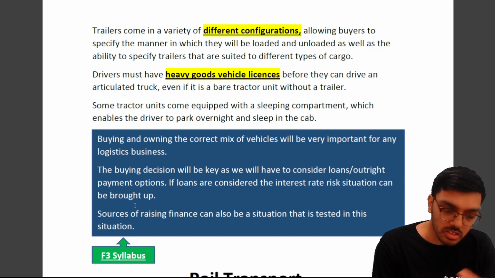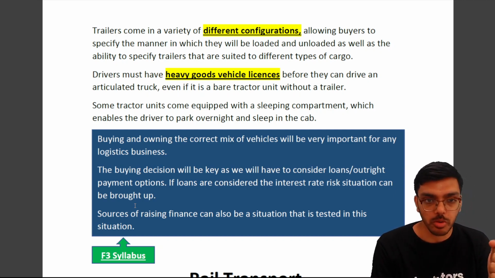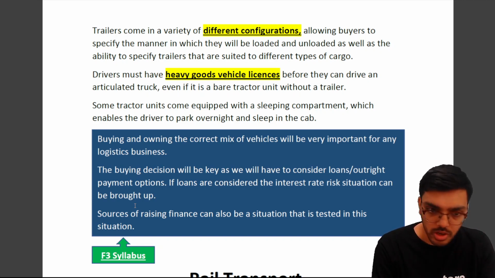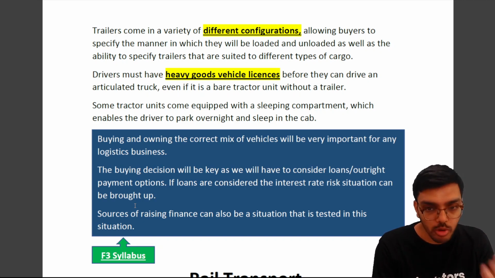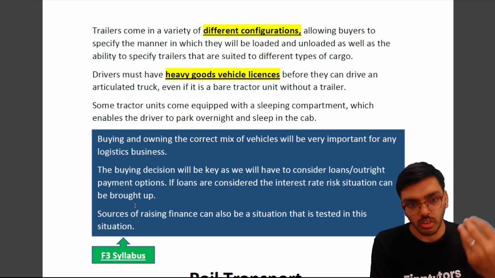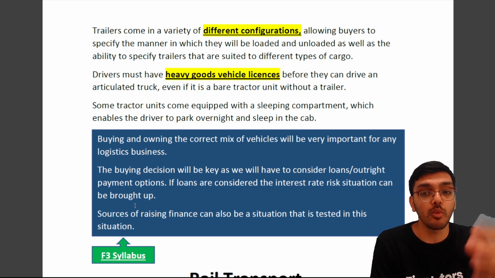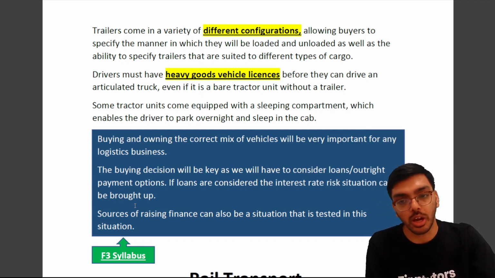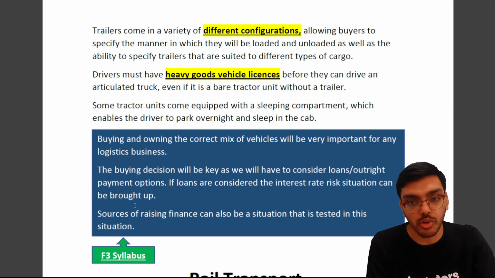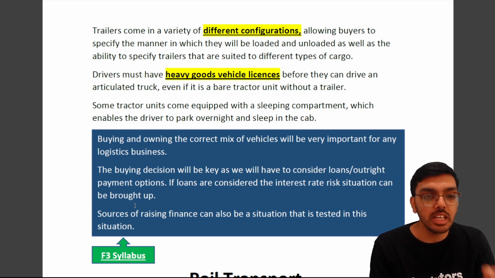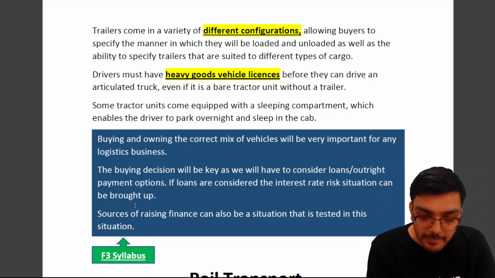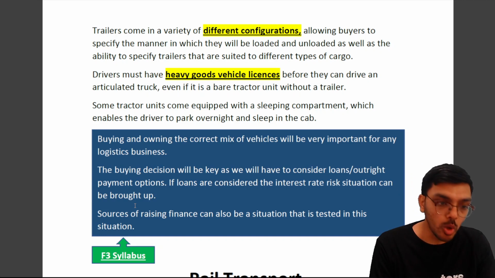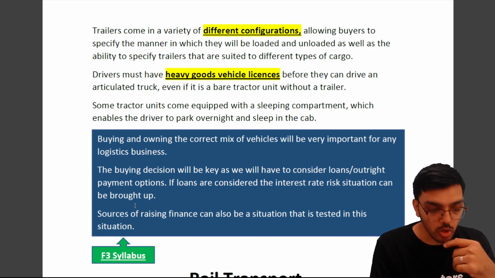Now, all of this road transport that we spoke about, vans or rigid trucks or articulated trucks, these are important assets for a logistics company, right? So buying and owning the correct mix of vehicles, the correct mix of trucks, will be very important for any logistics business. The buying decision will be key, as we will have to consider loans or outright payment options.